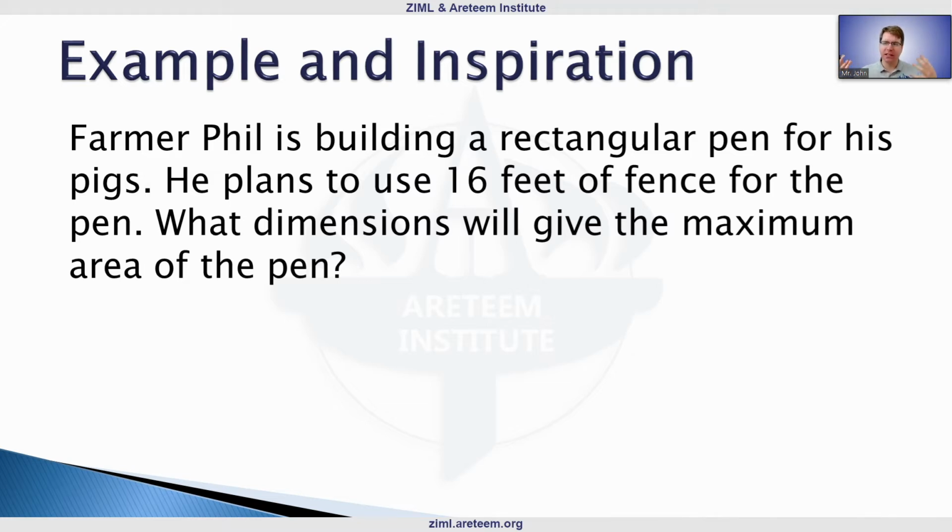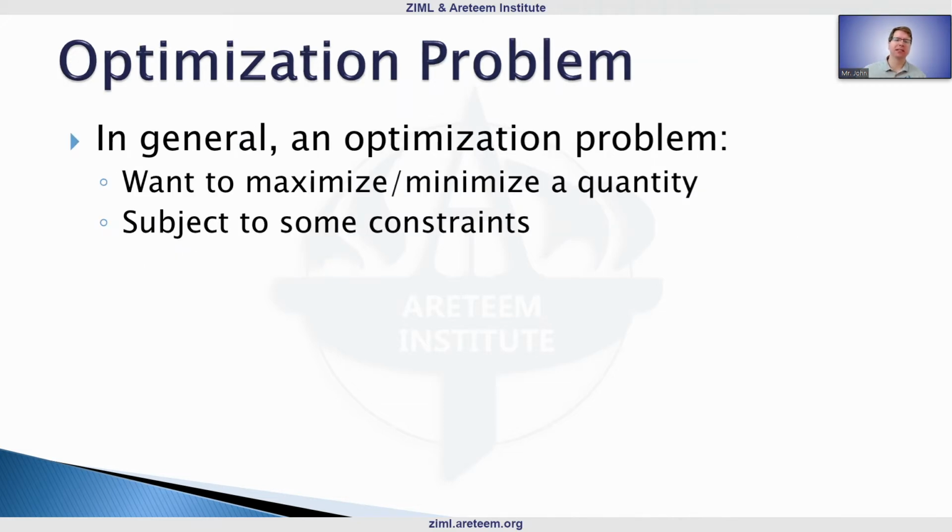Right, so this is a fairly standard question. We have this amount of fence we want to use, and we want to give the pigs the largest area, the maximum area we can in this case. Now, to introduce the concept, let's rephrase this as an optimization problem. So the general idea of an optimization problem is that we want to maximize or minimize a quantity, and we are going to be subject to some constraints when we're doing this.